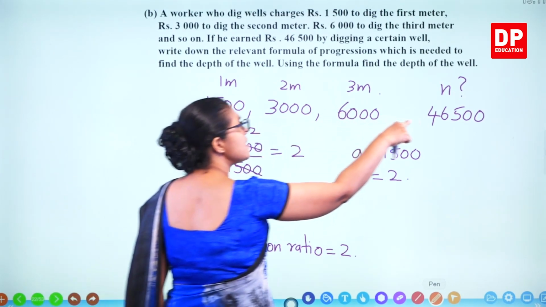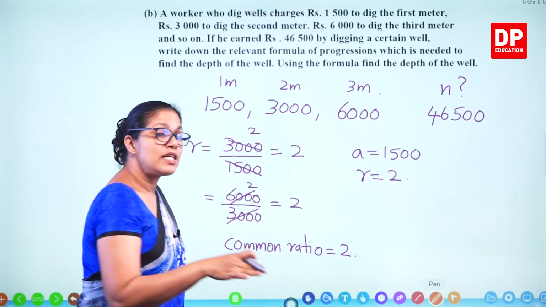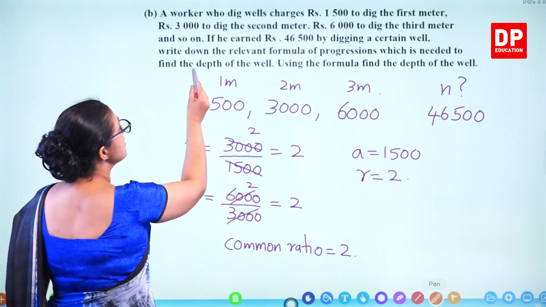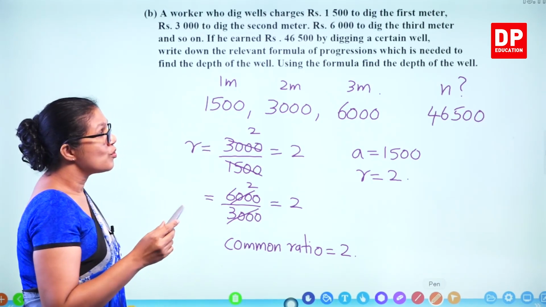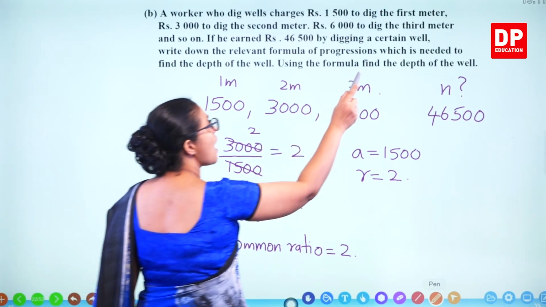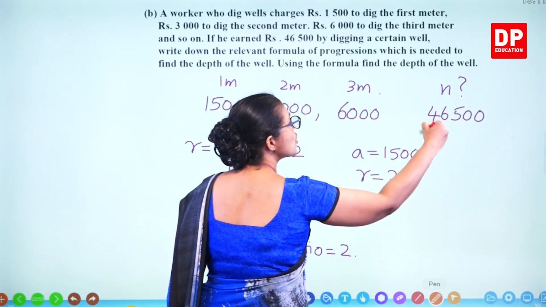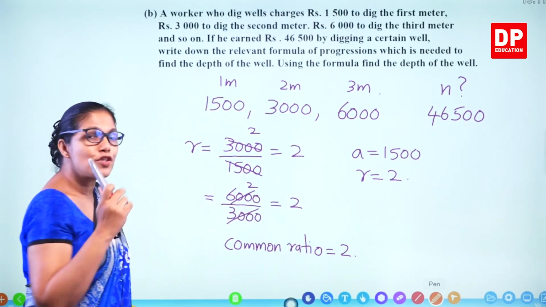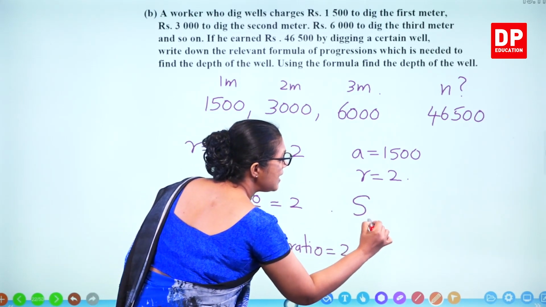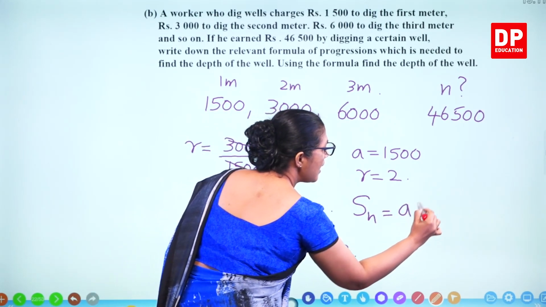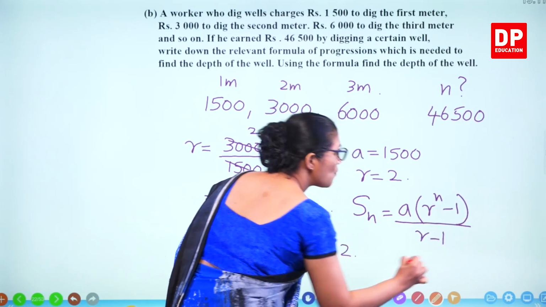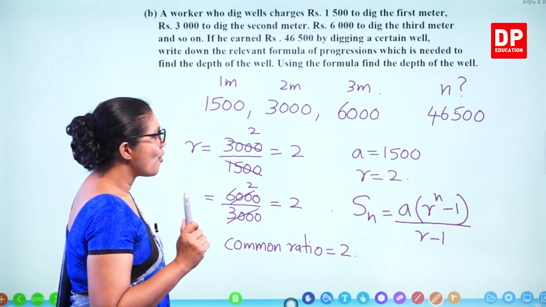So what is this one? The amount he gained by digging the well is the depth of the well. That means you need to find the sum. The sum is equal to this much. So what's the correct formula you have to use? The sum formula. Sn equals a times r to the power n minus 1 over r minus 1, for a geometric progression.